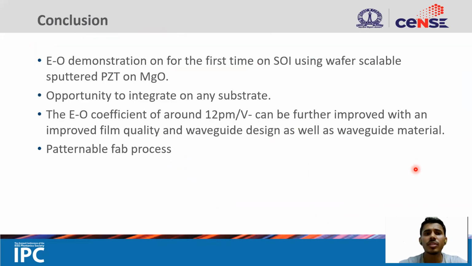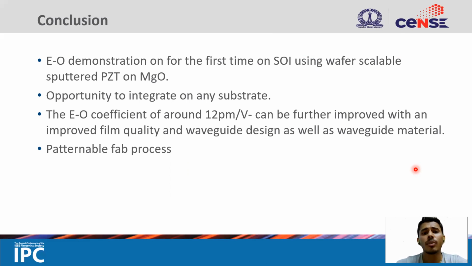So in conclusion, we see the electro-optic demonstration for the first time on silicon on insulator using a wafer-scalable sputtered PZT on MgO. The second plus point of this method is that it can be integrated on any substrate. The reason being the buffer layer that we have optimized can be made on any substrate with an SiO2 intermediate layer, and hence can be integrated on any substrate that we talk of.